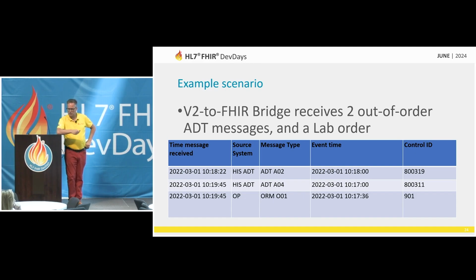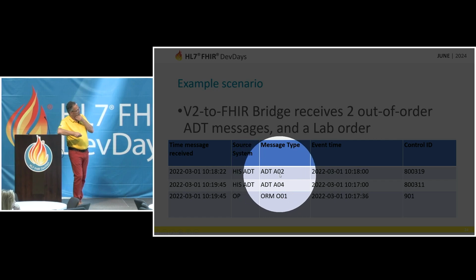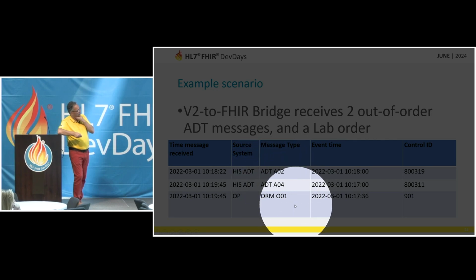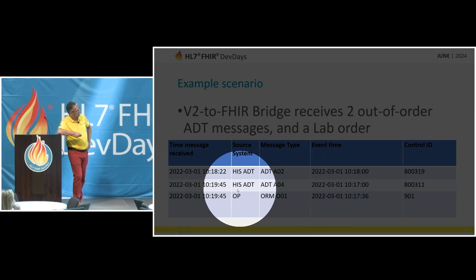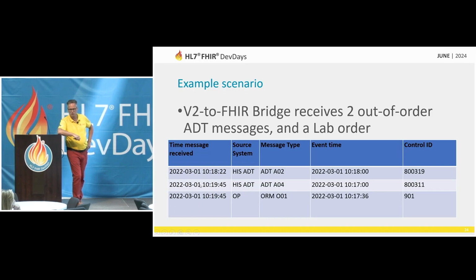So if you have this kind of scenario, where we have an ADT A02 followed by an ADT A04 and an ORM O01, then these are the trigger event times, and these are the times that the messages were actually received. Then obviously you see that 2 messages are out of order. So how do you deal with that?